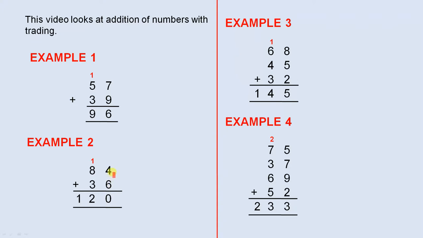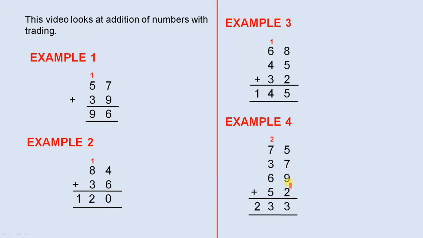Example 2, 6 plus 4 is 10. So we put the 0 in the ones column and the 1 in the tens column. 3 plus 8 plus 1 gives us 12, so the answer is 120. Example 3, 8 plus 5 plus 2 gives us 15. You put the 5 in the ones column and the 1 in the tens column. 3 plus 4 plus 6 plus 1 gives us 14, so the answer is 145.